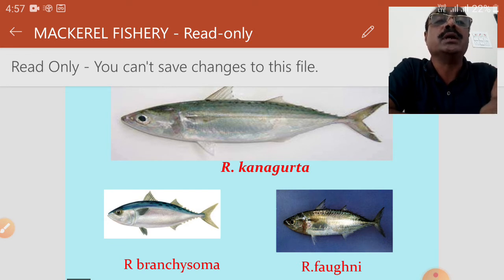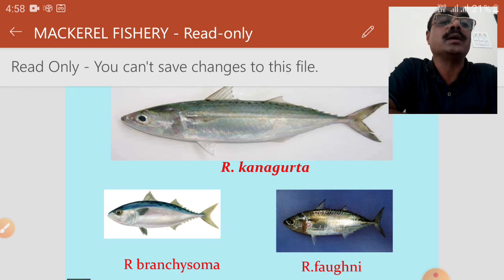The bluish color, clearly bluish or dark bluish colors, are present on the dorsal side or back of the Branchiosoma. 16 bluish spots occur on the dorsal side of the Branchiosoma. The third species, Branchiosoma phabuni, is again slightly deeper than the previous two species. See, the head length is very much shorter as compared to the Branchiosoma and canaveter.